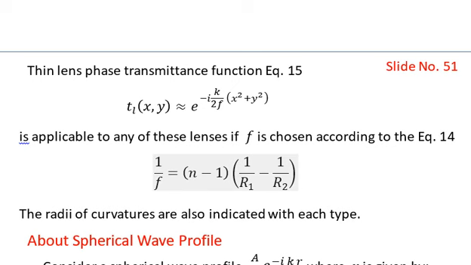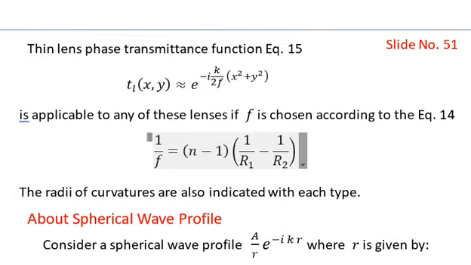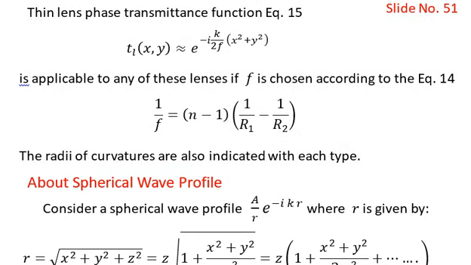So if you choose f according to the sign conventions given over here for any lens, then you can plug in the focal length of that lens in the formula, whether f is positive or negative, and you can use this phase transmittance of the lens. The radii of curvature are indicated in each case. In each case of the above lenses, we have indicated the radii of curvature with their sign convention. Now about the spherical wave.